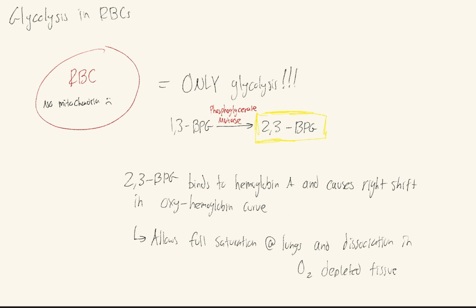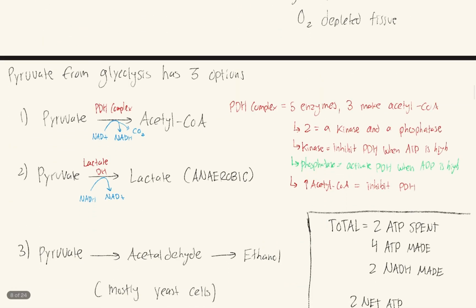I'm not going to draw the curve, but I will maybe go over this if I'm going over biology later in future videos. What this means is that the rightward shift enables hemoglobin A to be fully saturated in the lungs and allows dissociation in oxygen-depleted tissue. This basically allows the loading and unloading of oxygen in areas where it needs to be loaded and areas where it needs to be unloaded. So that's an important thing about glycolysis in red blood cells.